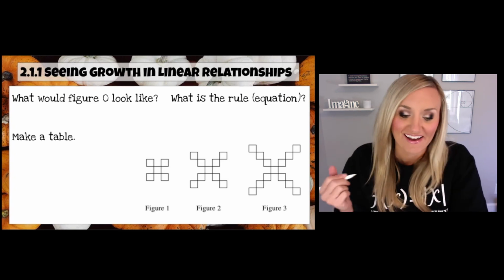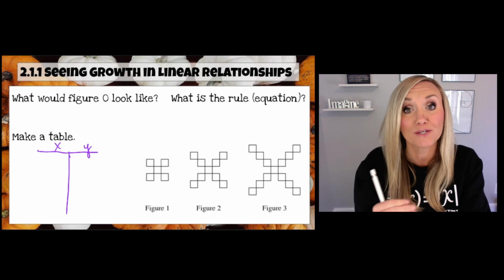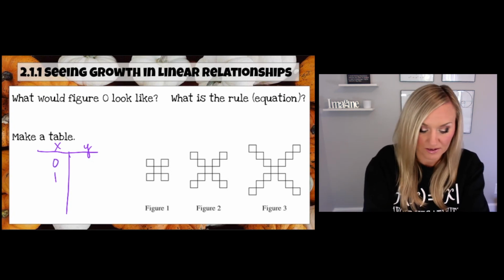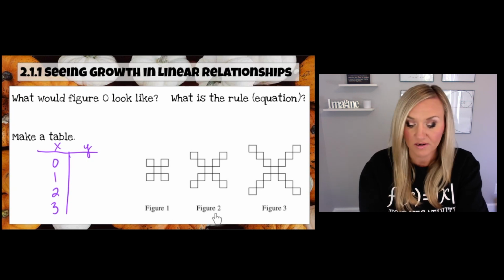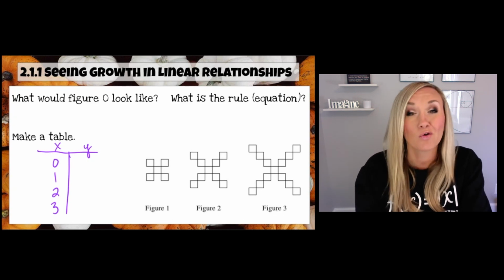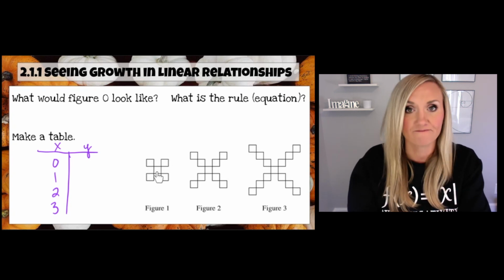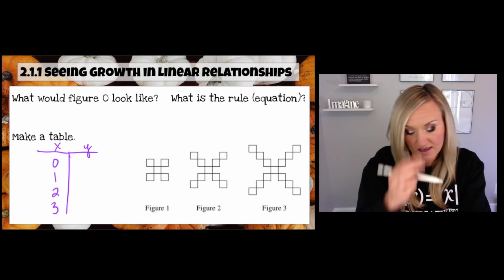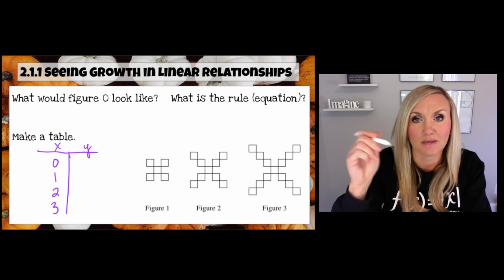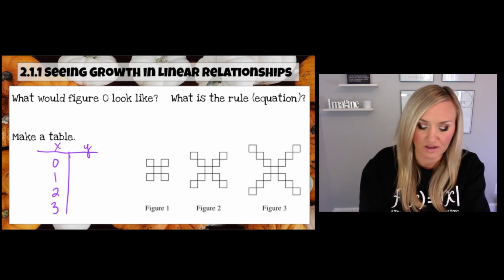Okay, so let's see how you did. The first thing I am going to do is make a table with an X and a Y. I'm always going to put my zero figure and then my 1 and 2 and 3 because I have 3 figures, right? Figure 1, figure 2, figure 3. Now, hopefully this one wasn't too confusing. Figure 1 has 1, 2, 3, 4, 5 boxes. There's 1 in the middle. And that's okay if you didn't see that. If I was in class, maybe that would be a question that students might ask. So no worries if that was confusing.